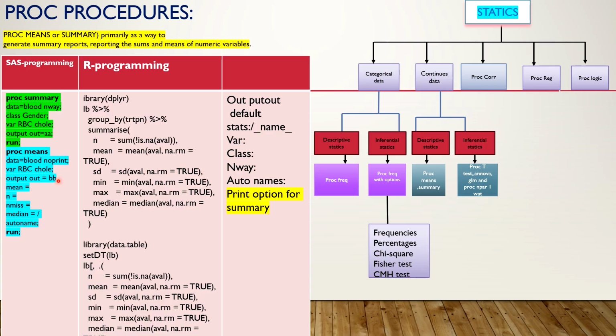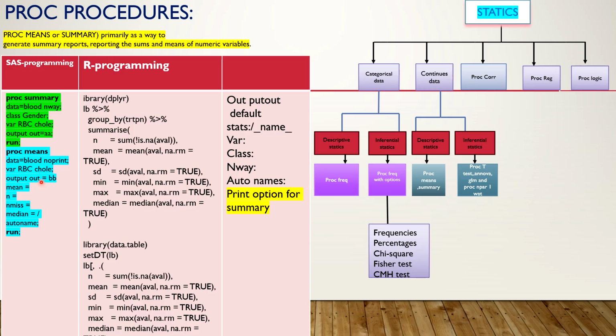If you want descriptive statistics for a particular variable only, we have to mention a var statement. Here I wrote the code proc means data equal to the data set name, noprint. If you keep noprint, it will not print in the output window. Here I mentioned the variables RBC and cholesterol, these two variables. Now we need descriptive statistics for only these two variables.